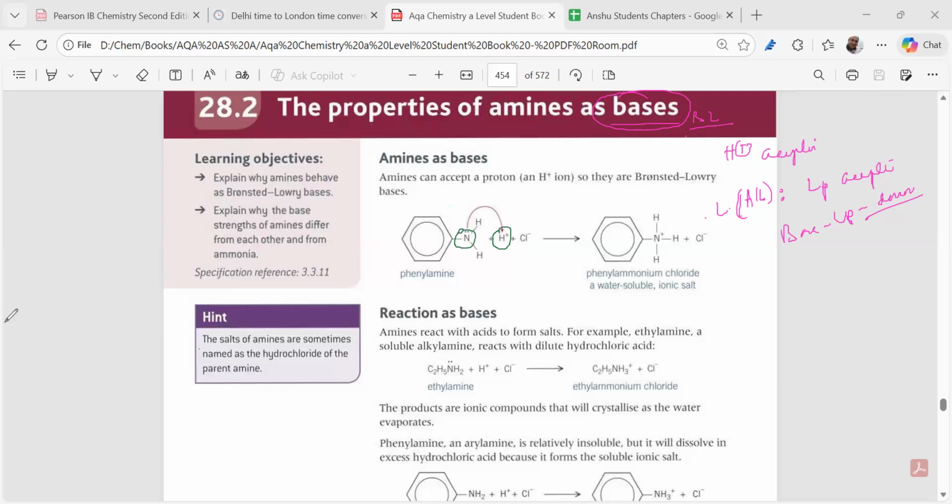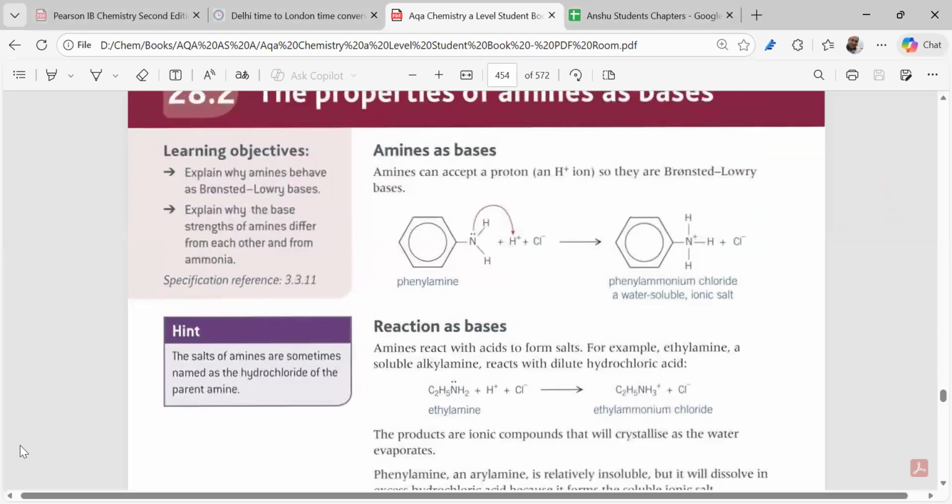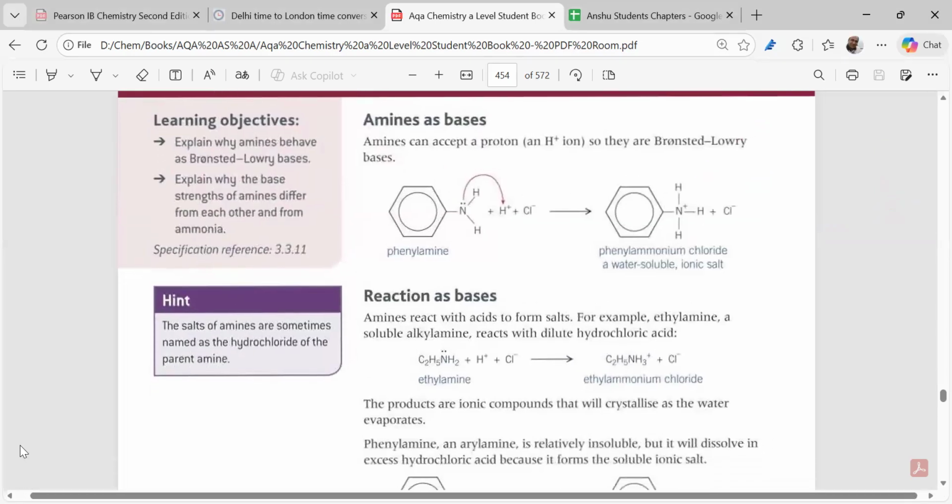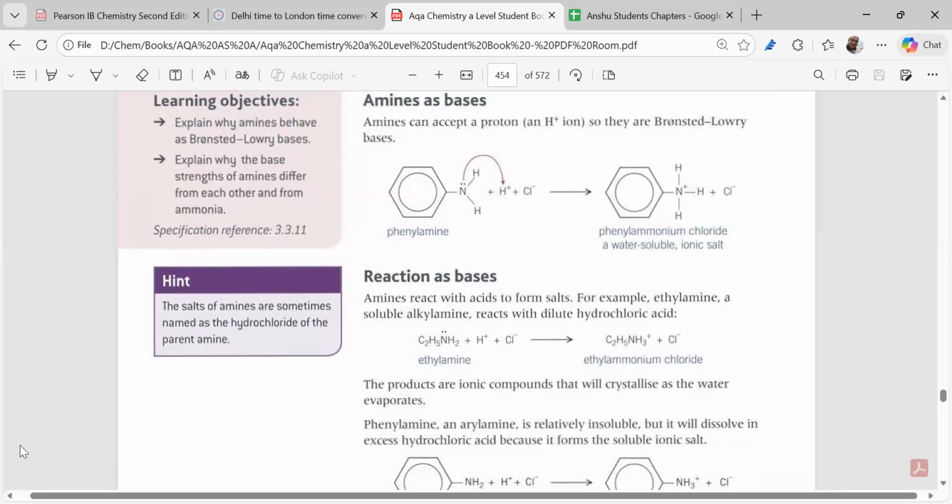Now the main part you have to know is that whenever we are seeing amines, amines will be having a salt form after an acid base reaction. Base plus acid gives us salt and water. So a salt will be there.